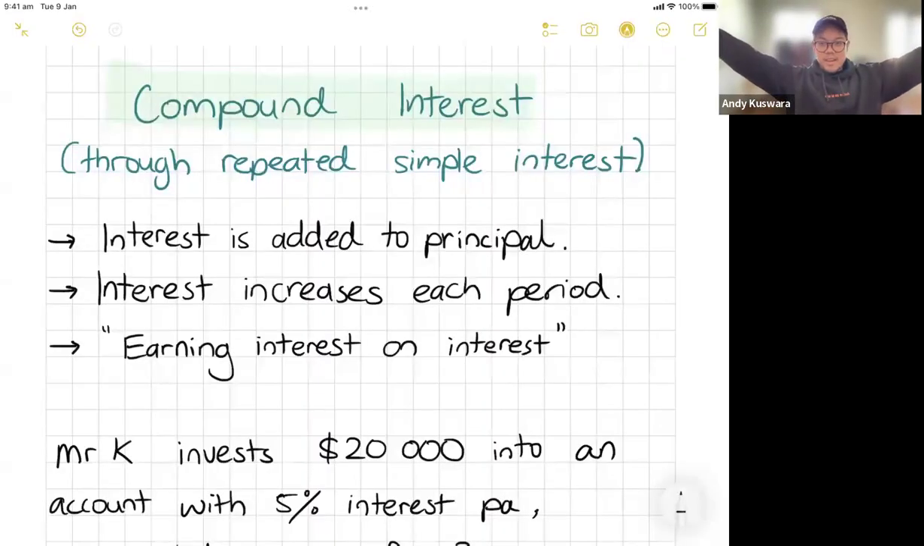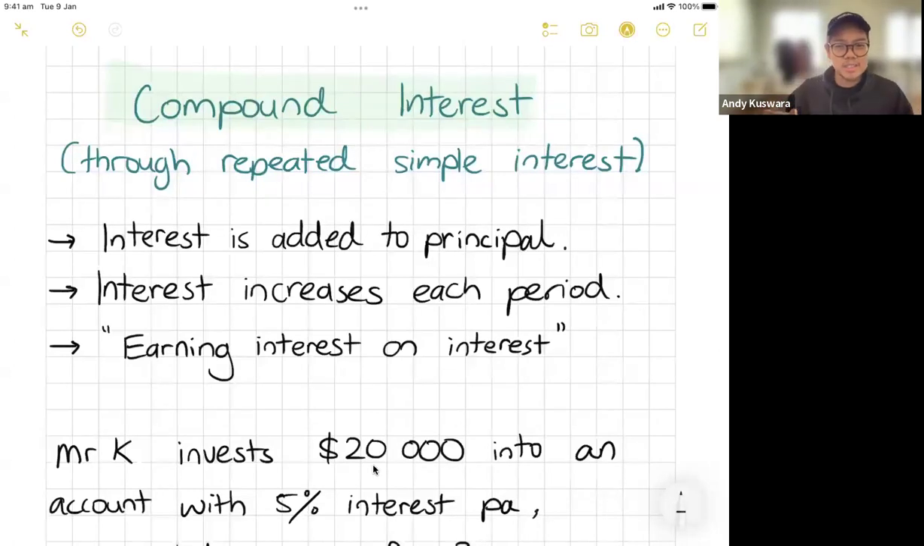So we've got compound interest, but this is compound interest for year 11. Now in year 12, I'm pretty sure you would have seen it before, there's a particular formula for it. But for today, we're going to do compound interest through repeated simple interest. I have seen this in the HSC, and so recognizing how to use this method is definitely helpful. And it's all you'll need to see for now.